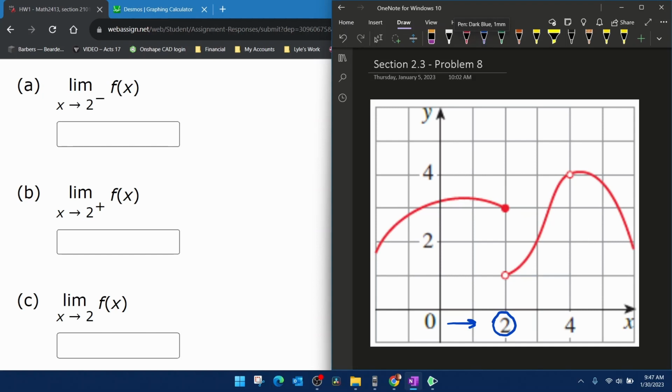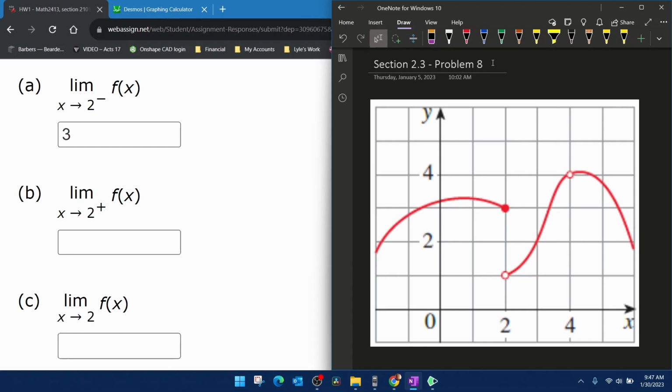Okay, so watch what happens. As I come in close to 2, I need to know what is the height I'm approaching. And I am approaching this dot, which is at a height of 3. So we can see the limit as x approaches 2 from the left of this function is 3.